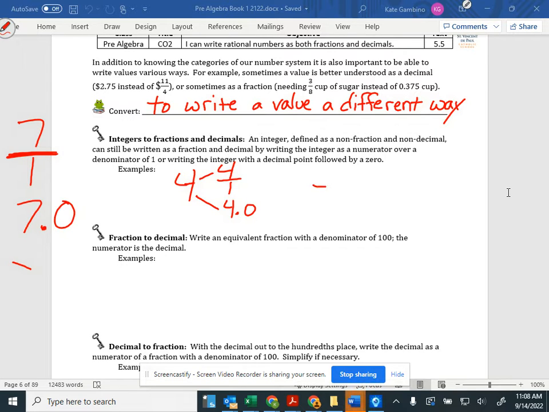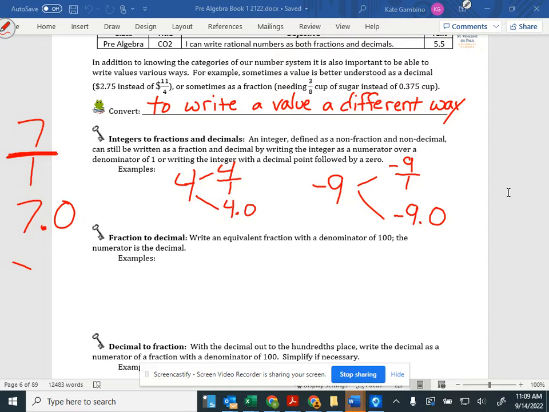What if it's a negative number? What would my fraction look like? Emily? Negative 9 over 1. What would a decimal look like? Tatum? Negative 9.0, because we want a 0 in the tenths place. So we can take that integer and turn it into a fraction or a decimal pretty easily.